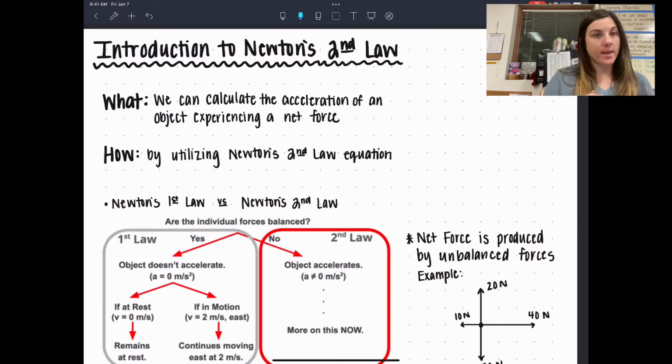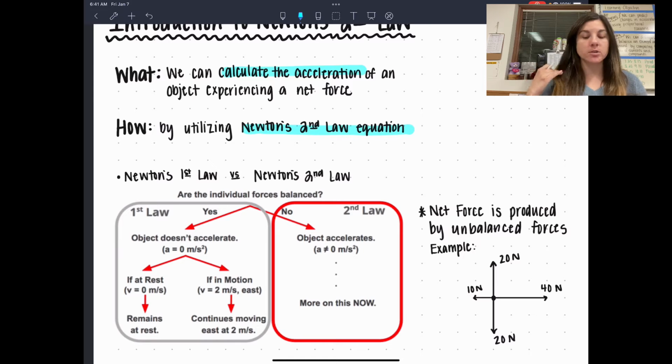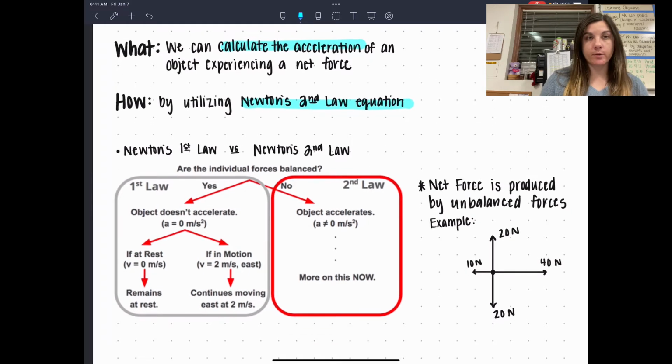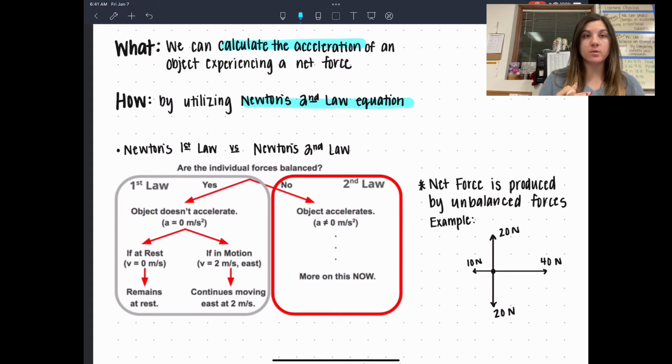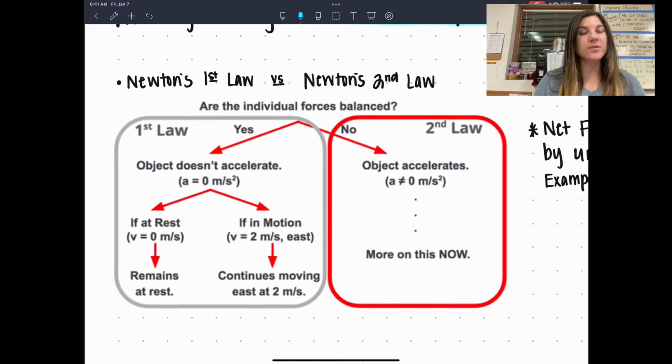So our goal by the end of today's lesson is to be able to calculate acceleration of any object that's experiencing a net force. And we're going to do this by using the Newton's second law equation. So before we get started, let's talk about the difference between Newton's first law and Newton's second law. Newton's first law and Newton's second law are kind of just talking about two different circumstances.